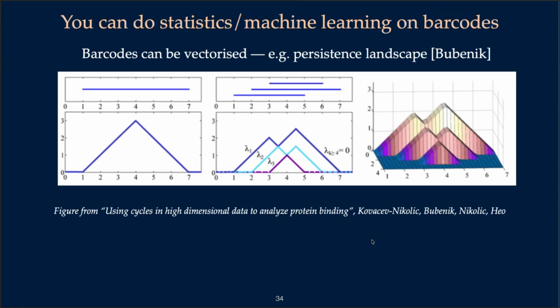One way of doing this, and there are many ways, is vectorization, a cottage industry of writing papers. But I think the first grandfather example, certainly the one that has gained a lot of traction, is persistent landscapes, developed by Peter Bubenik. The idea is that for each bar in your barcode, you turn it into a tent function, and then you aggregate these tent functions in various ways. So you turn your barcode into a collection of functions, you can do statistics on functions, and happy days. But the whole point is that we turn it into an object on which you can do statistics.